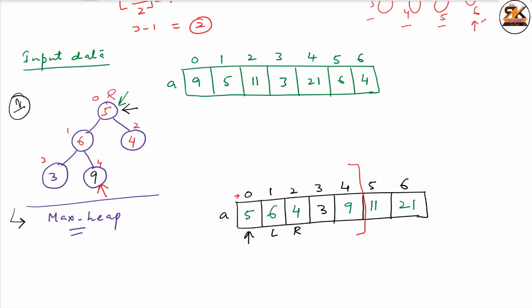Here what we see, the left child has a greater value, so we have to exchange 6 and 5 also. So after the exchange, 6 will occupy this position and 5 will go to this position. So similarly here we have to exchange these two values. 6 will come to this position and 5 will come to this position.